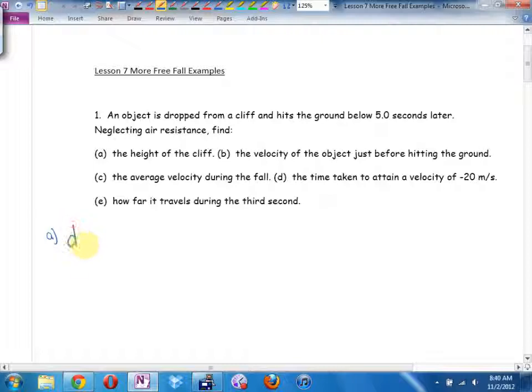Okay. What else do I know? What else do I know? Oh, yeah. What else do I know? So I'm looking for an equation that has d, t, a, and vi in it. Oh, cool. Let's use that one.